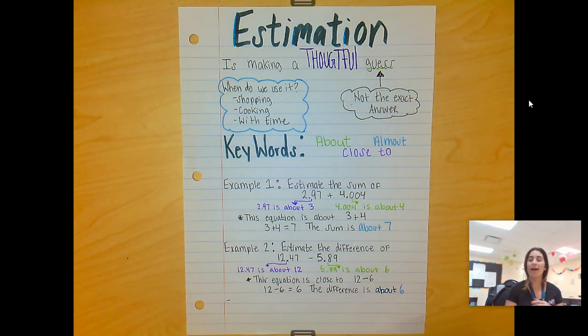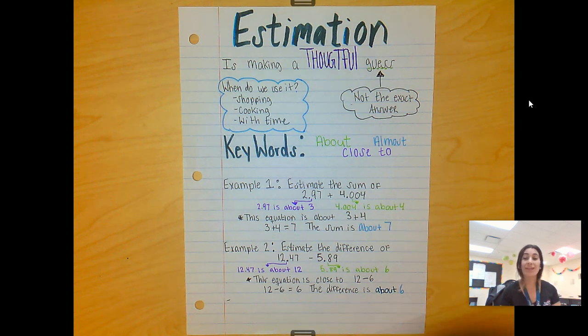So in shopping, an example that I like to give is if I want a new pair of shoes and they're $106, but I know they're 50% off, I could say, well, 106 is kind of close to 100, and half of 100 is around $50. So that means my shoes are going to cost me somewhere about $50.